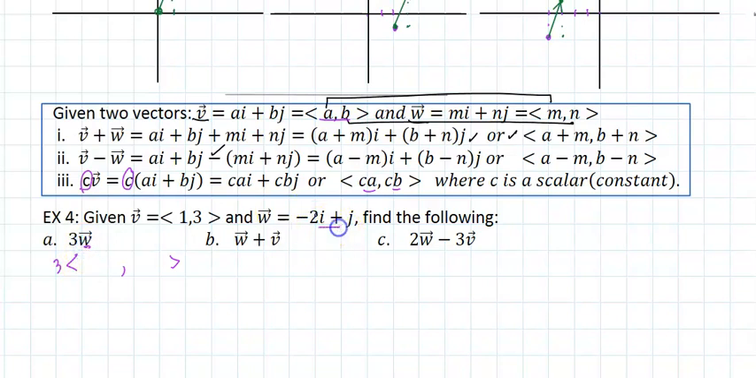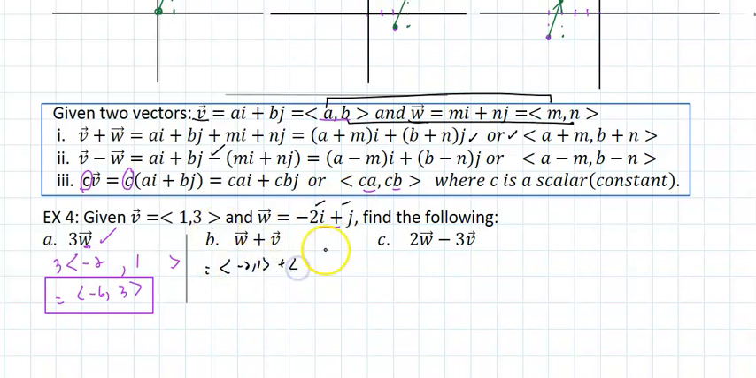Where's w? w is negative 2, 1. So that would be negative 6, 3. You multiply each component by that. And there it is. That's what 3w would look like. And if I wanted to take w plus v, well, w is negative 2, 1. v is 1, 3. So I would add those. Negative 2 plus 1 is negative 1, and 1 plus 3 is 4. That would be it. That simple.